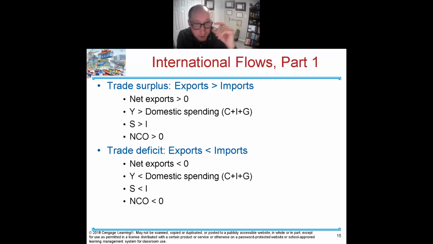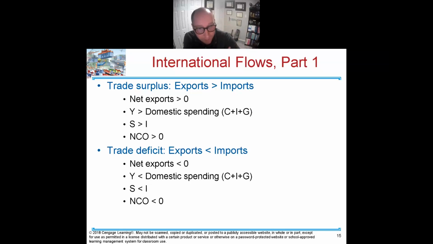When there's a trade surplus, your net exports are greater than zero, which means your gross domestic product is greater than your domestic spending, we think. This also means that your savings would be greater than your investing. This also means that your net capital outflow would be greater than zero.